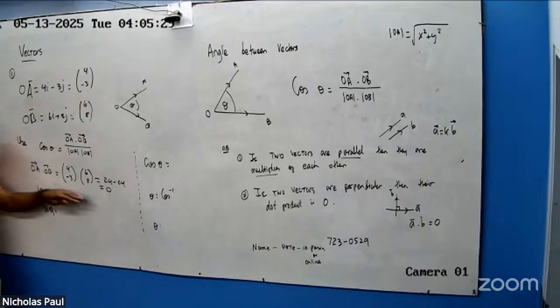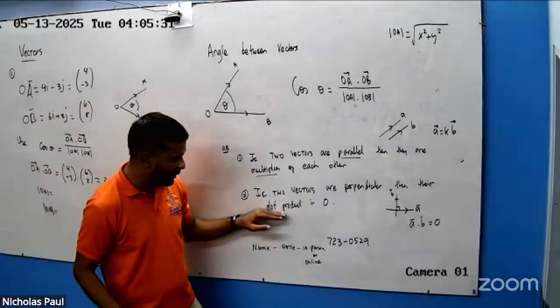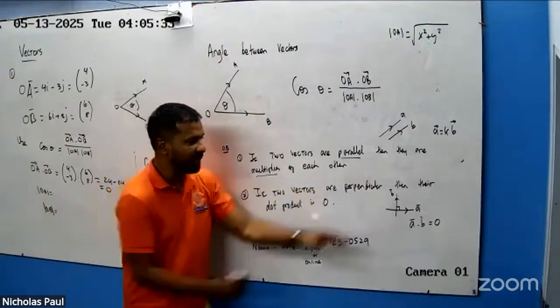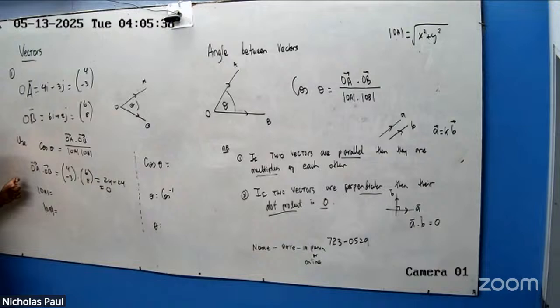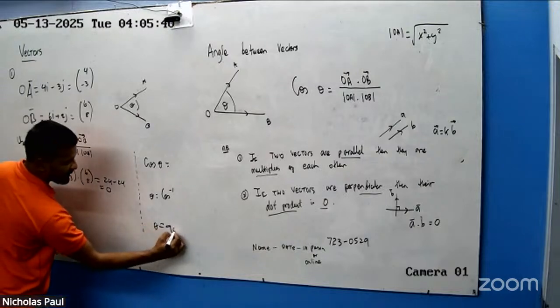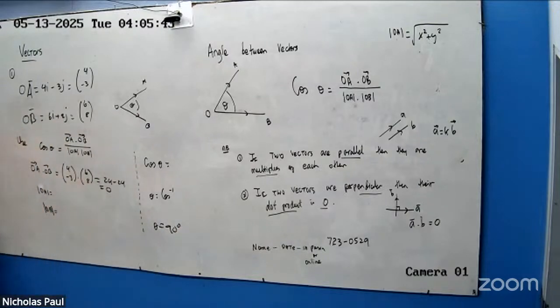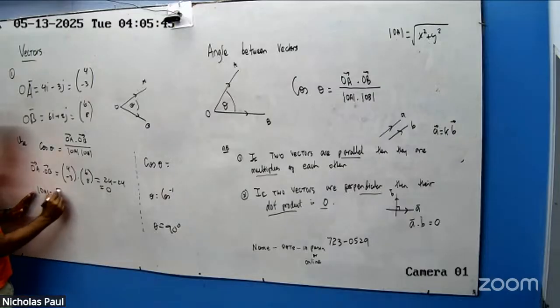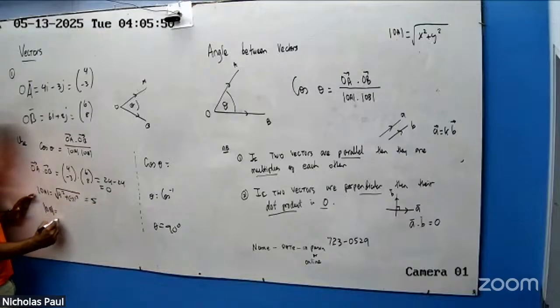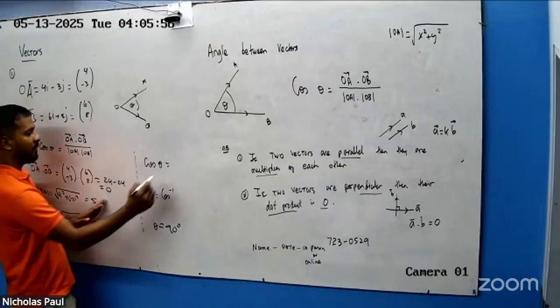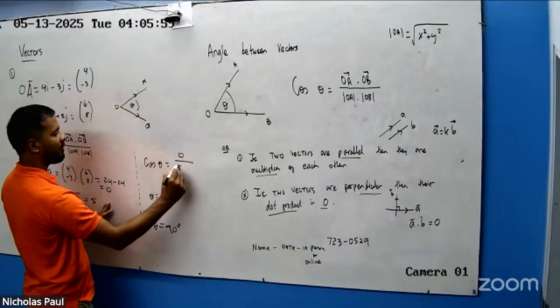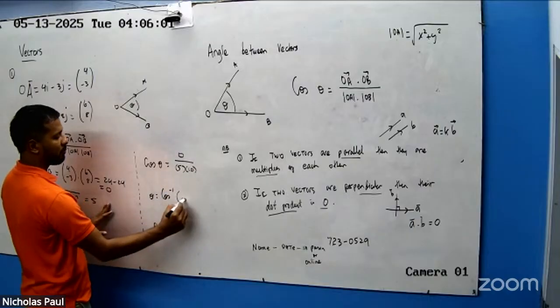When the dot product is 0, the vectors are perpendicular. So you didn't have to work it out. When you reach here, all you have to tell them is theta is 90. But since you're practicing, you'll get the square root of 4 squared plus minus 3 squared, which is 5. Here you'll get the square root of 6 squared plus 8 squared, which is 10. From here, it will be 0 over 5 times 10. And that's it.